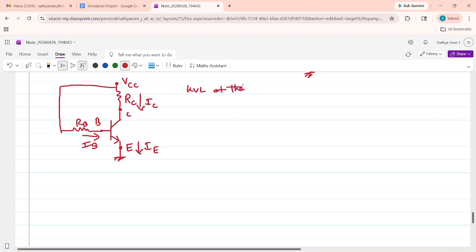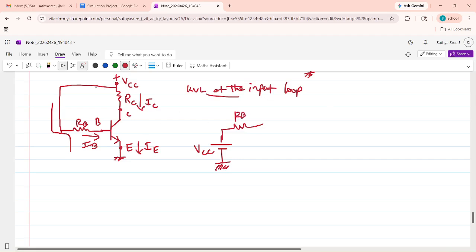for the input loop. To write the KVL at the input loop, you can see there is a VCC here. What is the meaning here? The positive of VCC is connected to RB, and the negative of VCC is grounded. So this is the meaning. The positive of VCC is connected to RB.